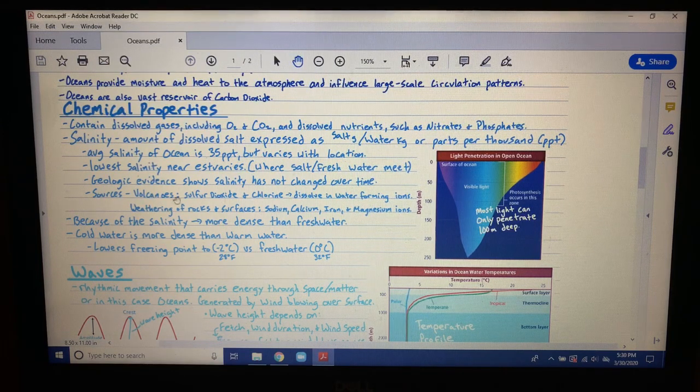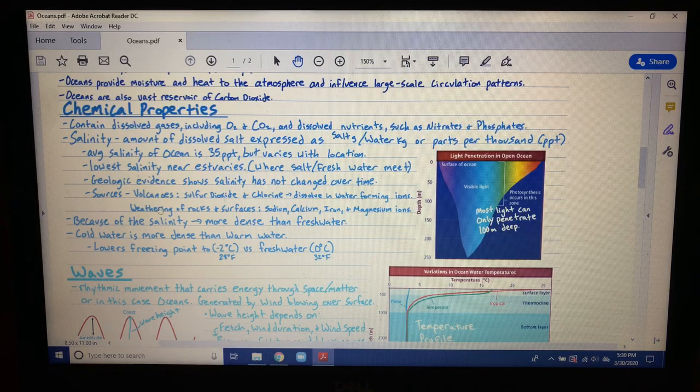The sources of salinity, and the geologic evidence, come from volcanoes and weathering of rocks and surfaces. Volcanoes supply sulfur dioxide and chlorine, and the weathering of rocks and surfaces supplies sodium, calcium, iron, and magnesium. All of these ions can then be combined to form salts of various kinds.